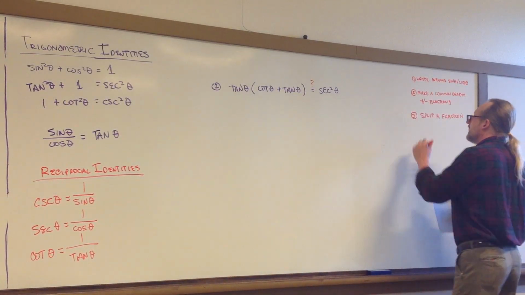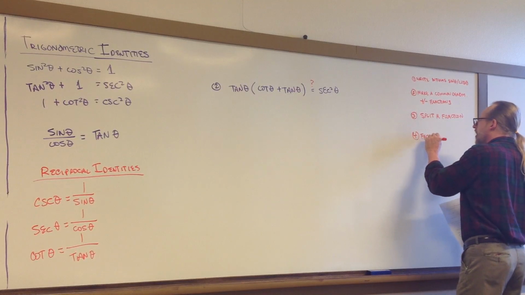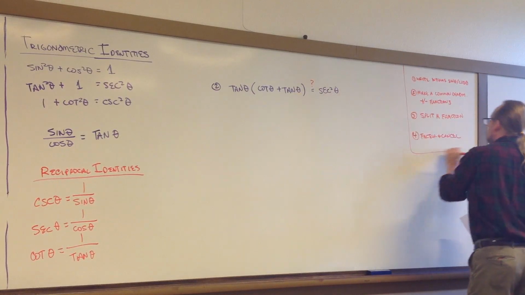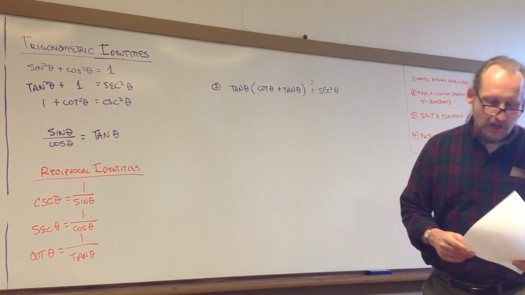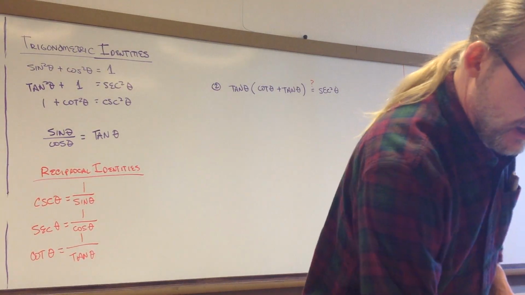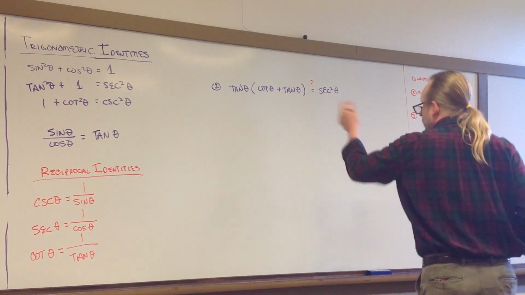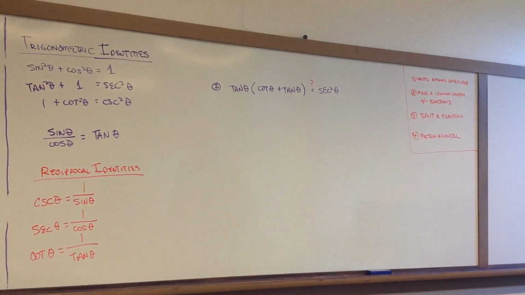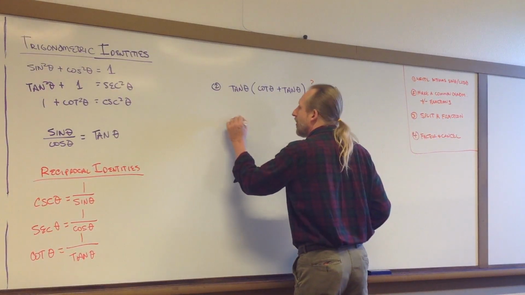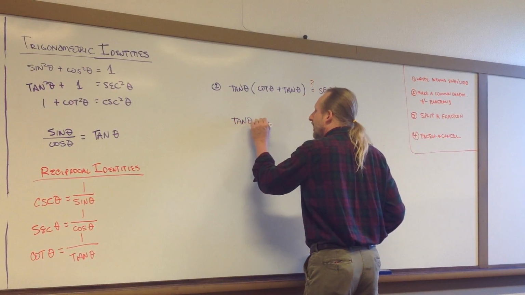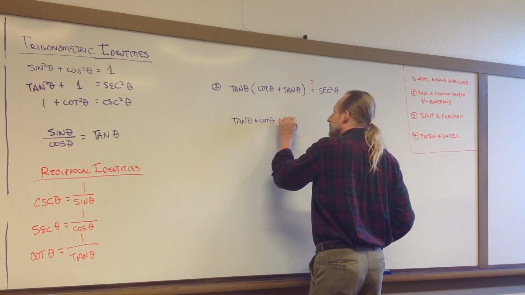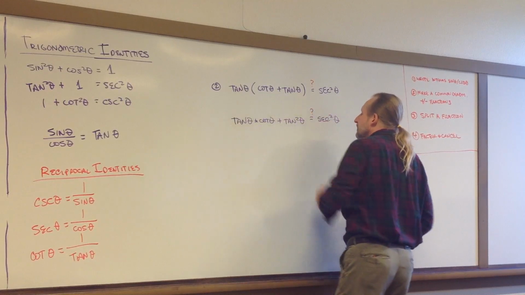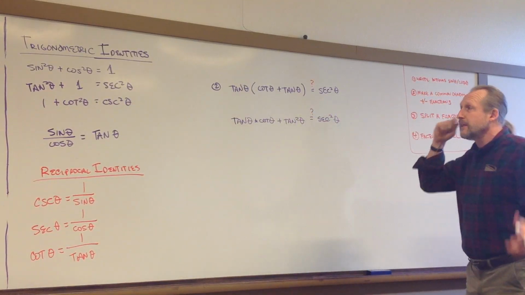What's the last one? Factor and cancel. That can also be helpful. So these, I think, are 4 really helpful strategies for solving these trigonometric identities. This one right here, I would recommend just distributing that tangent into the parentheses. Okay? So, tangent times cotangent plus tangent squared. Is that really equal to secant squared? Well, we're almost done here, right?